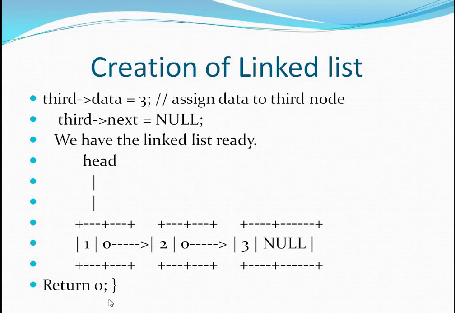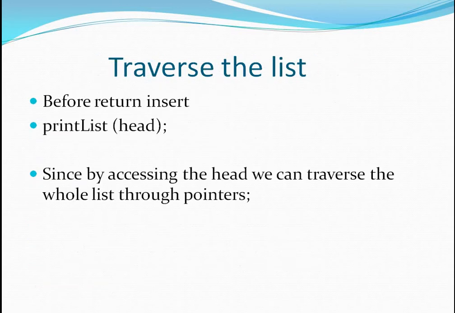Now we can return 0, since you have just created a linked list. But before this return, if I insert print list and in brackets I give head, then you will be able to traverse the whole list through pointers, because through the head I am going to enter the linked list, and with the help of pointers I can traverse the whole list. So this is how you can traverse the list, by inserting print list head. It is going to print all the elements of your linked list one after the other.